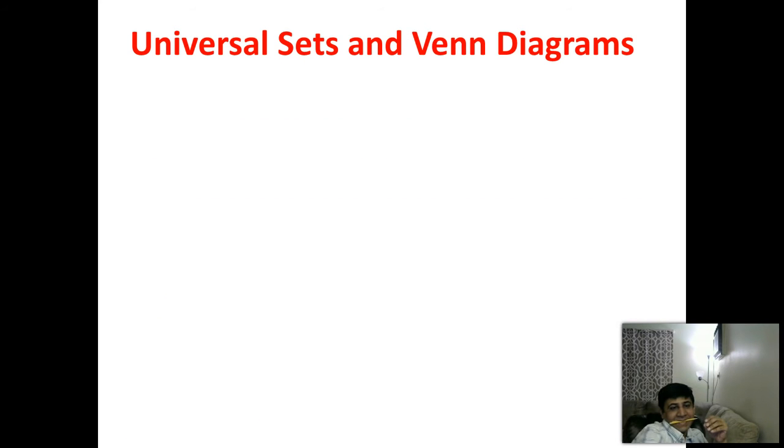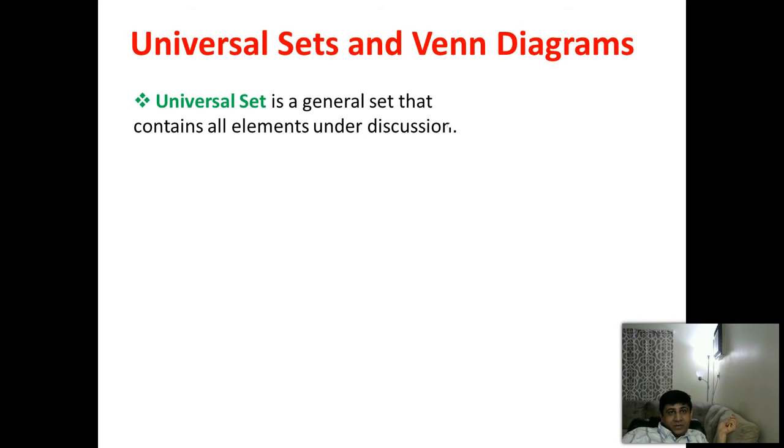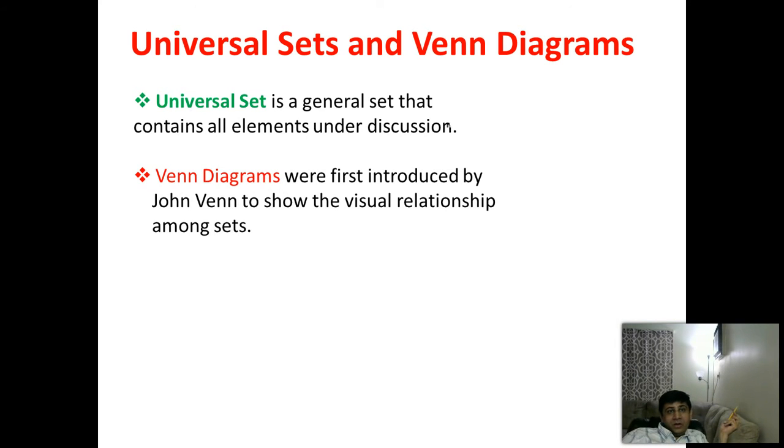Now let's move on to Venn diagrams and the basics of Venn diagrams. As you already know, a universal set is a set that contains all elements under discussion, so it's a bigger set. Now, moving on to Venn diagrams. Venn diagrams were first introduced by John Venn, a British mathematician, philosopher, and logician who did a lot of things. He introduced these Venn diagrams around 1880.